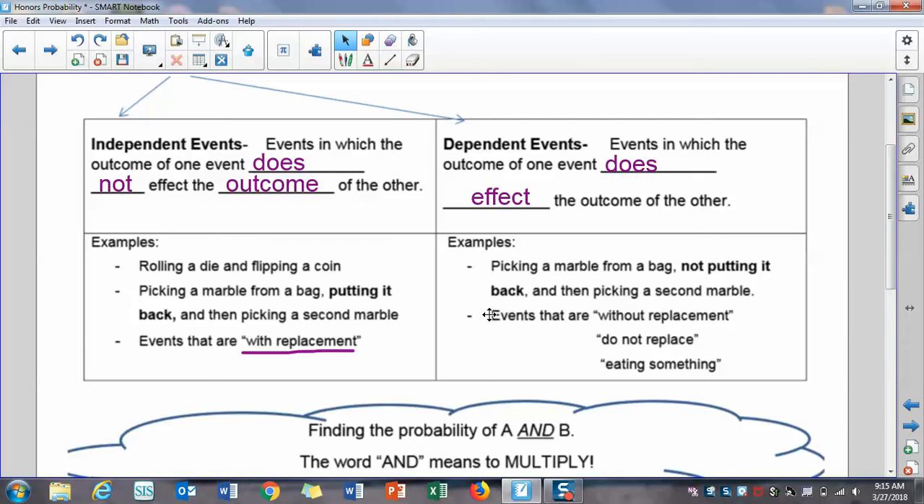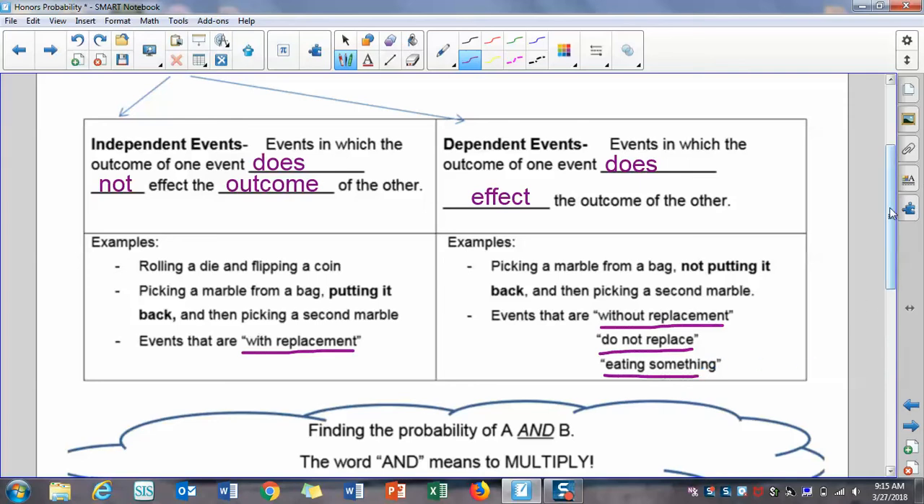So keywords here, events that are without replacement, do not replace, or eating something. Because if we're eating something, we're not replacing it back to our options. So these are key phrases we want to remember that signify dependent events. And when reading the scenarios of each situation, we're going to want to ask ourselves, is this going to be independent of each other or dependent on one another?